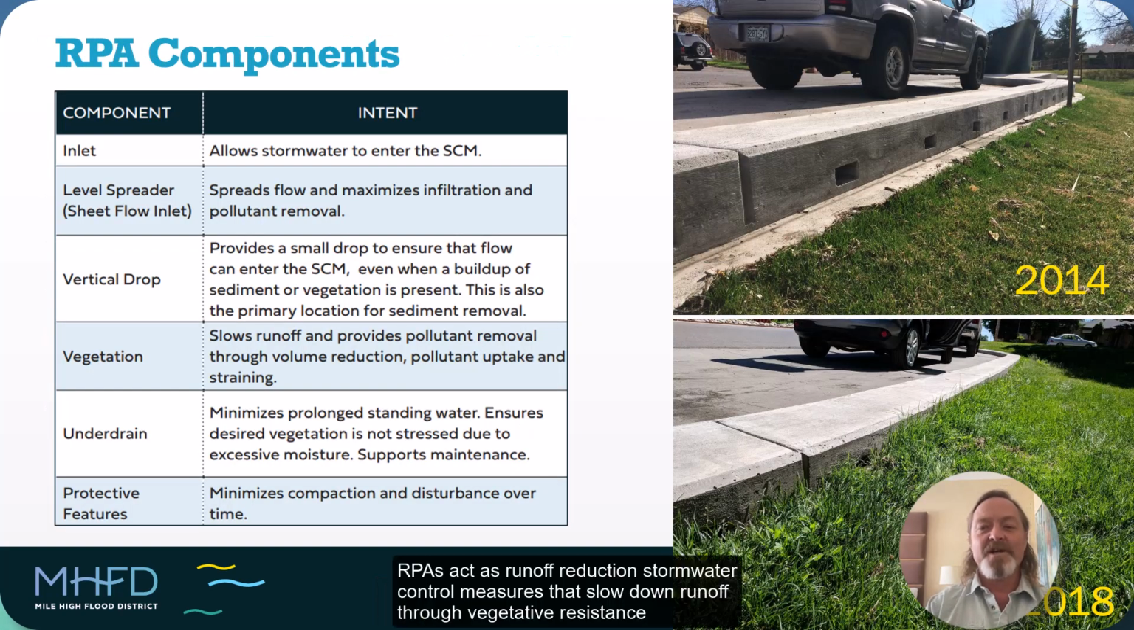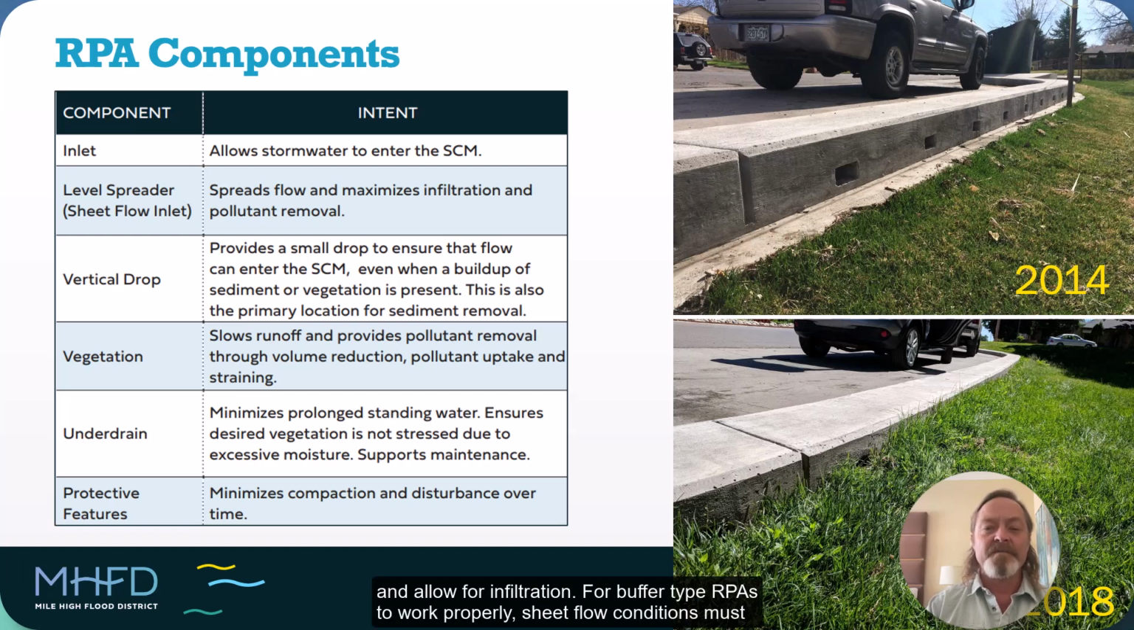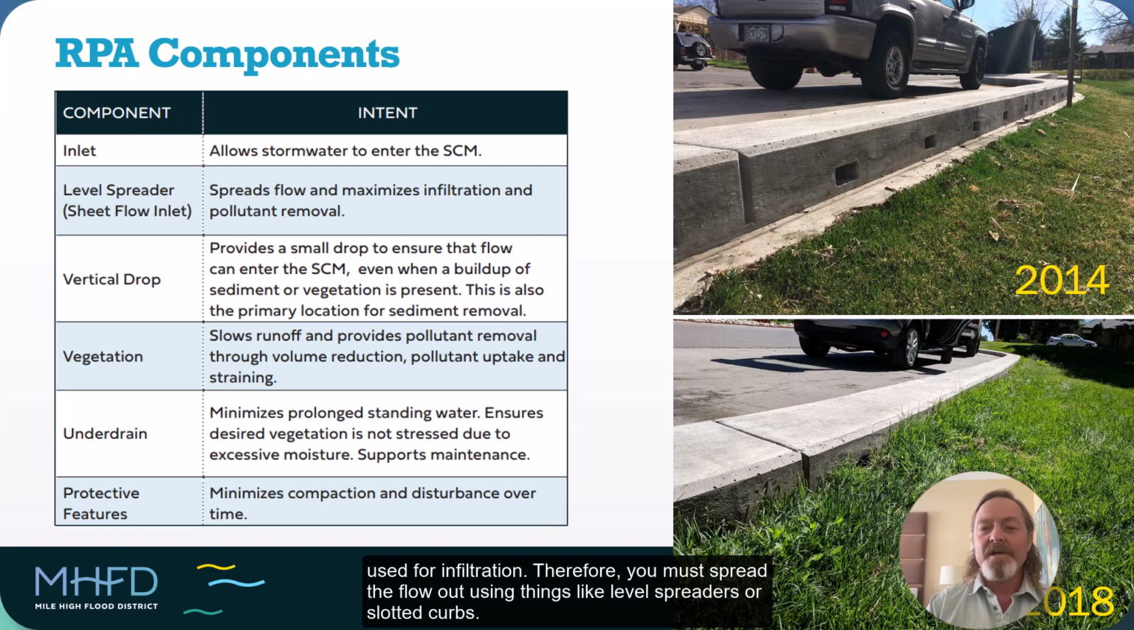RPAs act as runoff reduction stormwater control measures that slow down runoff through vegetative resistance and allow for infiltration. For buffer type RPAs to work properly, sheet flow conditions must be provided. If flows concentrate, only a portion of the vegetated surface will be effectively used for infiltration. Therefore, you must spread the flow out using things like level spreaders or slotted curb.